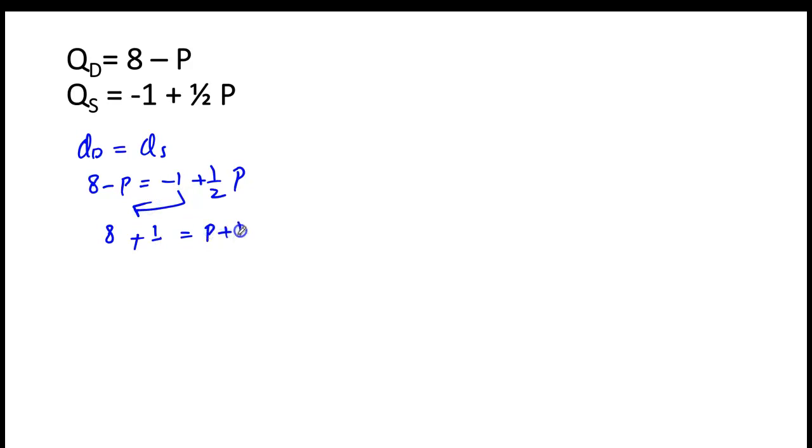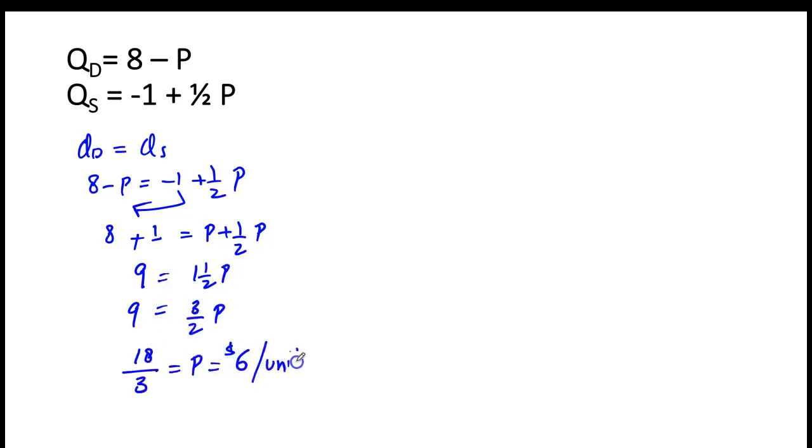And this is P plus half P. So that's 9 equals 1 over 2P, or 3 over 2P. P, you can see, is $6 per unit. So this is our equilibrium price in this case.